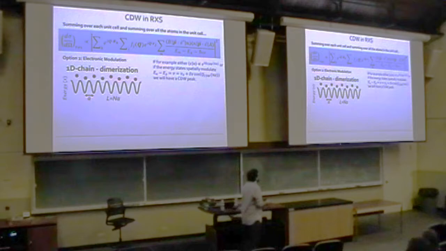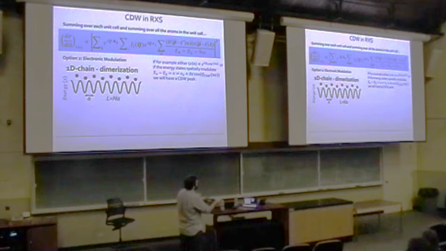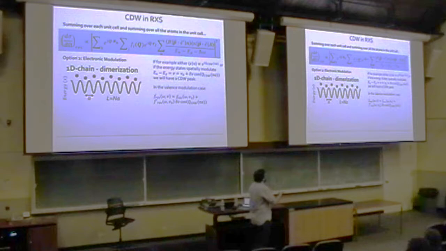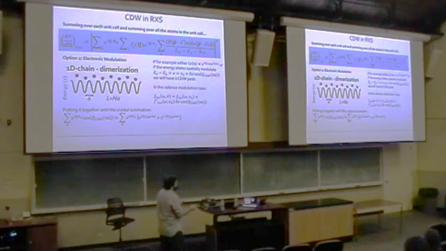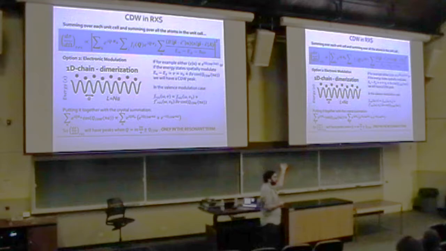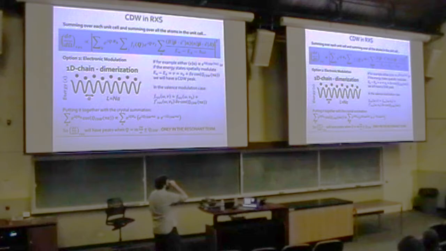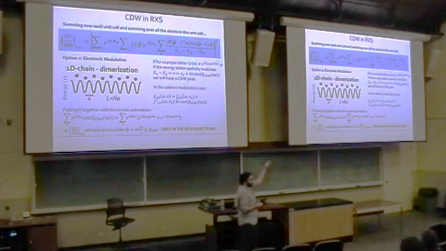So if your valence itself is modulating, you can write this energy difference as an average valence plus some modulation of that valence, and if that's small, you can break it out into exponentials, and you're still going to get a peak. But this stuff all shows up on resonance. So this explains why, for example, in the cuprates, you have to go on resonance, in the case that I showed, to really see the charges.